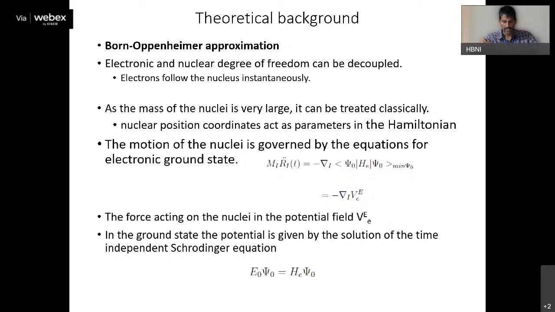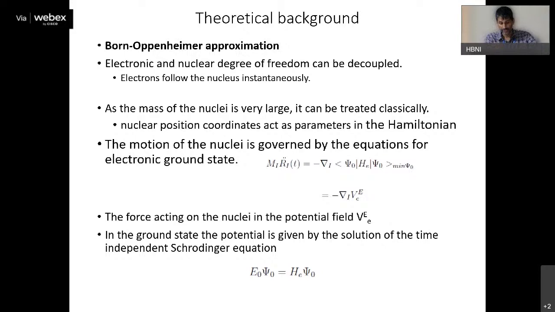Now one can define the motion of the nuclei, which is governed by the equation for the electronic ground state. This is similar to the equation that we learned in the classical case. So this is Newton's second law: mass of ion times acceleration is nothing but the negative gradient of the expectation value of the Hamiltonian, which is nothing but the gradient of a potential. And this V_EE is the potential field which any nucleus experiences due to the presence of all other nuclei. In the ground state, the potential is given by the solution of the time-independent Schrödinger equation. So now we have reduced from the time-dependent to the time-independent Schrödinger equation.